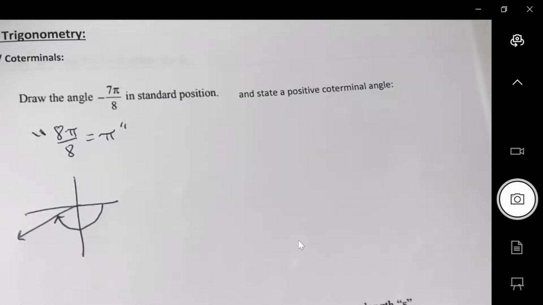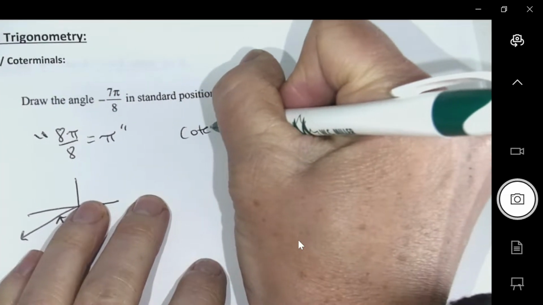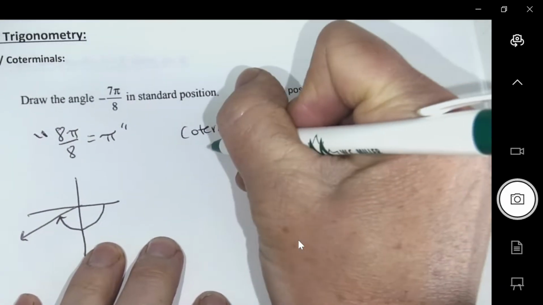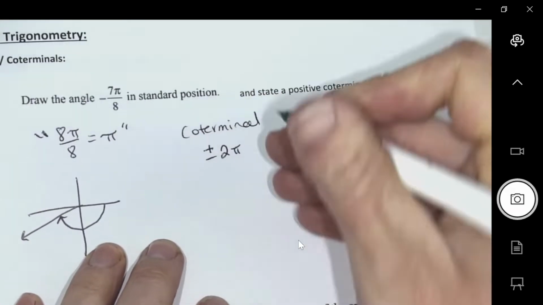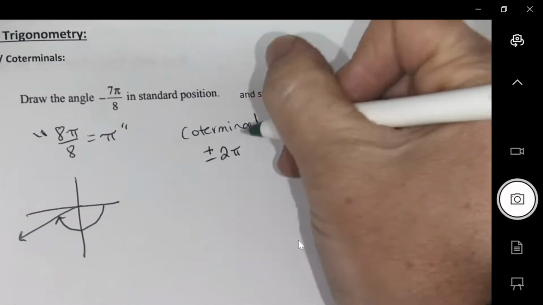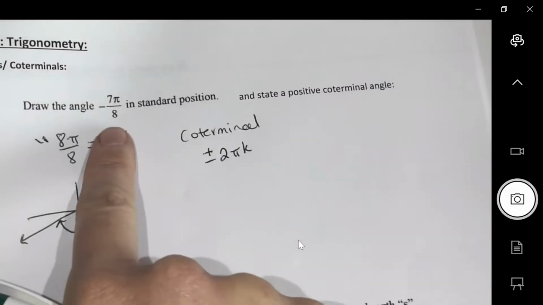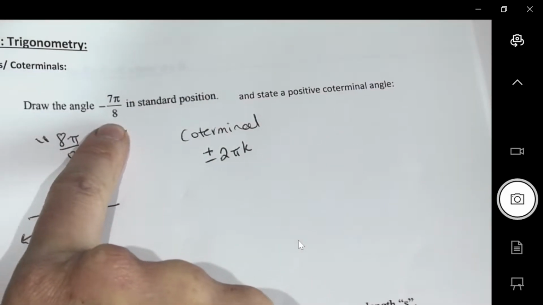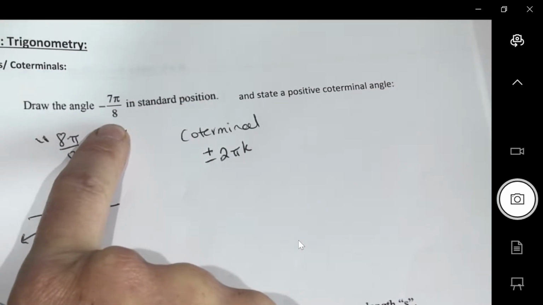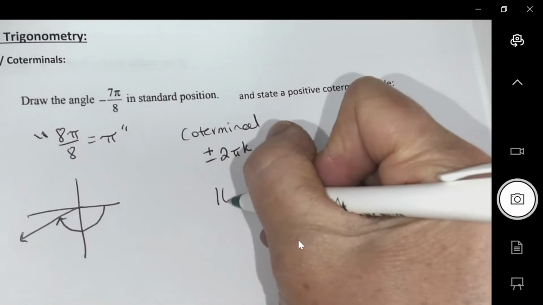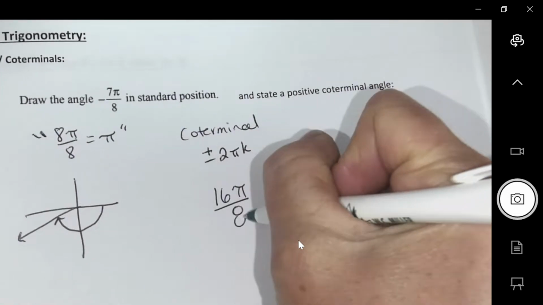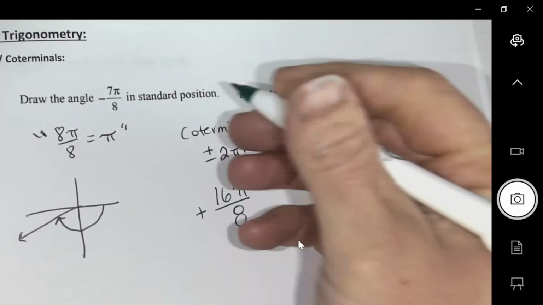State a positive coterminal angle. So coterminal means we could make a move of any 2 pi amount. So that's a full circle is 2 pi. And in this language, since the bottom is 8, what will I do to the top? 16 over 8.